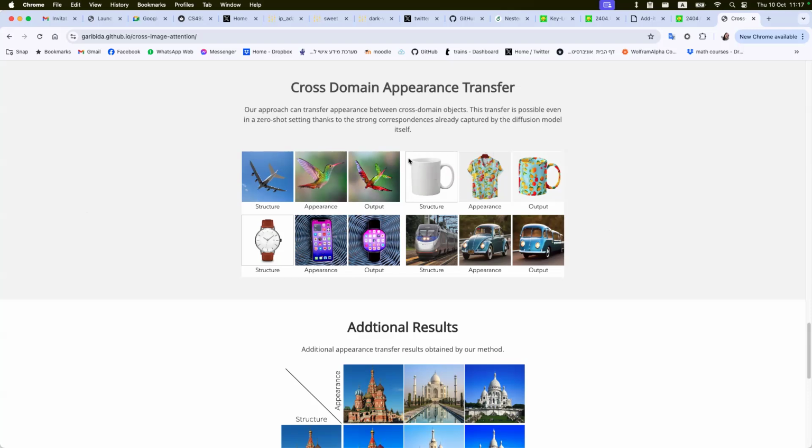So you can see here, for example, the mug and the shirt, or the watch and this iPhone. But generally, of course, it's a limitation of the work that it assumes that the objects are semantically similar to find these correspondences.